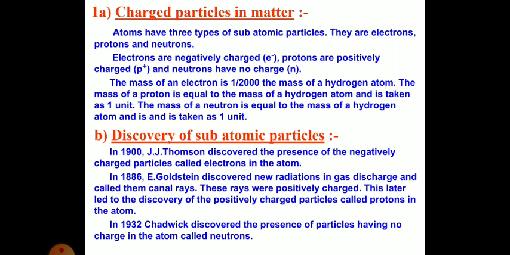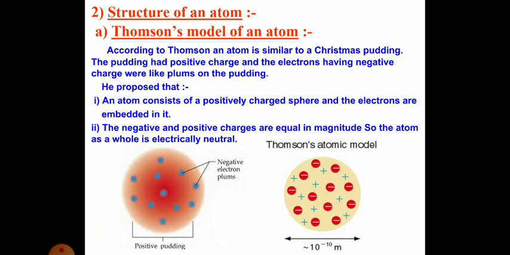Goldstein discovered new radiations in gas discharge, and we are calling them canal rays. These rays were positively charged. This later led to the discovery of positively charged particles, and those particles we are calling protons in the atom. Now students, in 1932, Chadwick discovered the presence of particles having no charge in the atom, which we are calling neutrons. So this is a brief history, and in detail we will go in our next slide.